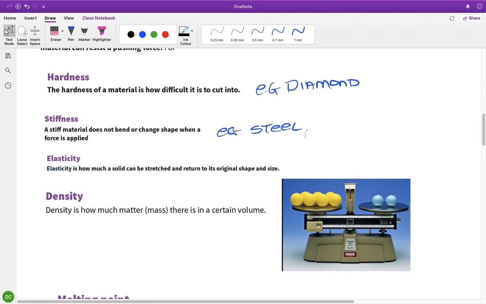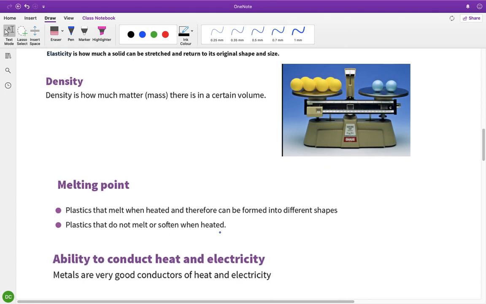Pick up the polystyrene one and you could hold it between your finger and your thumb, no problem. The steel one, or what did I say, lead? The lead one would be much heavier, because the materials inside are much more tightly packed. There's much more mass in the lead cube. Okay, that's density. The lead is more dense.